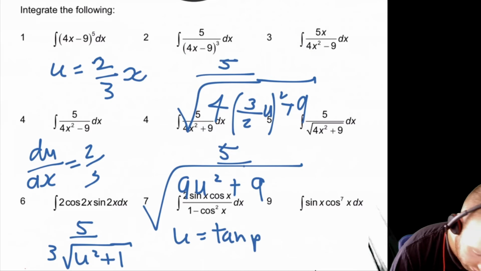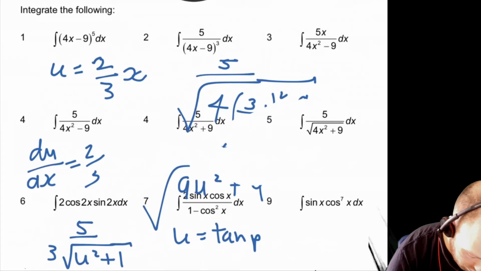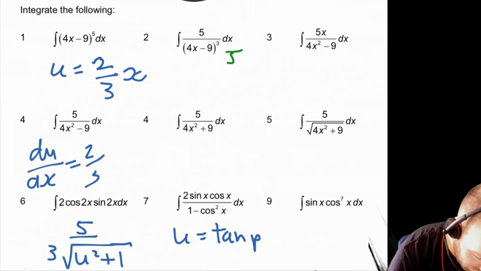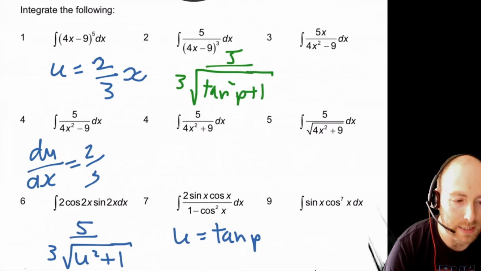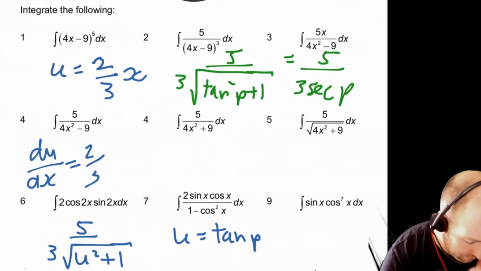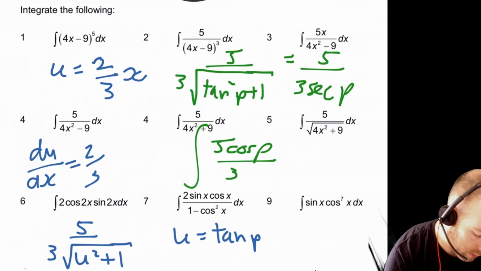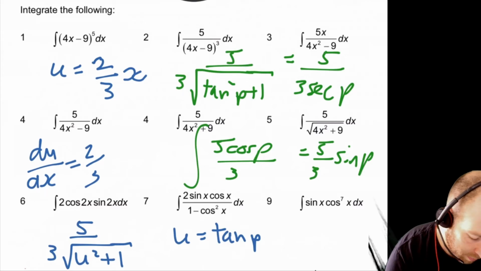tan p. Need to make some space. So we get 5 over 3 root tan squared p plus 1. Tan squared plus 1 is sec squared. Root sec squared is sec, so we get 5 over 3 sec p, which is the same as 5 cos p over 3. Integral of cos is sine, so we get 5 over 3 sine p.